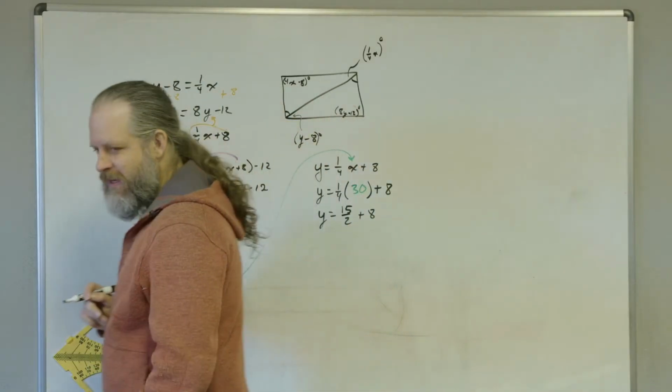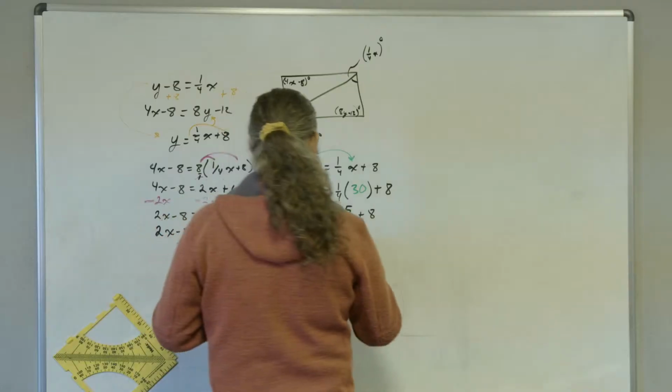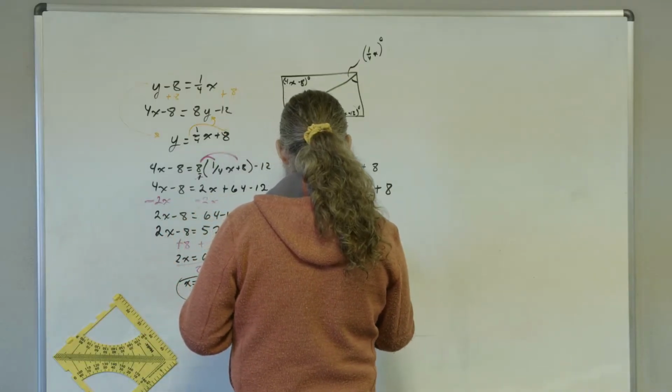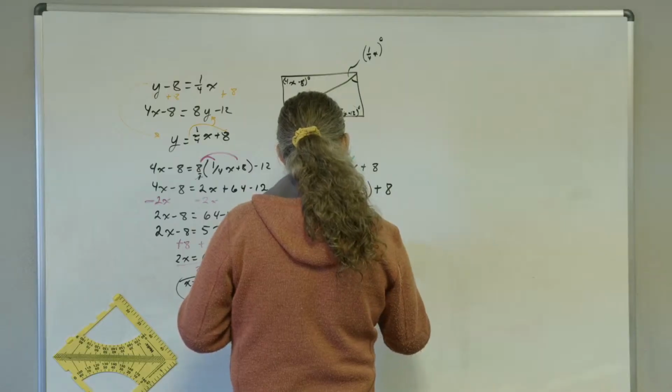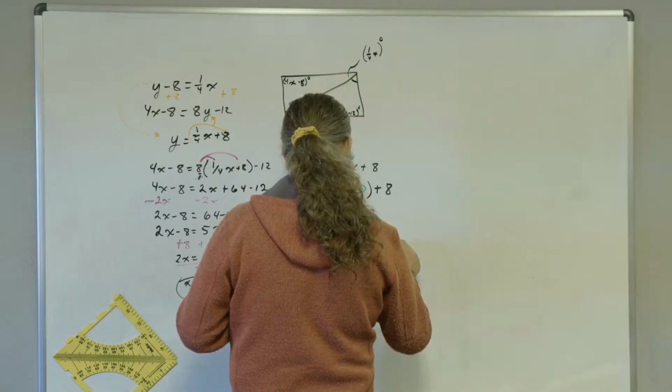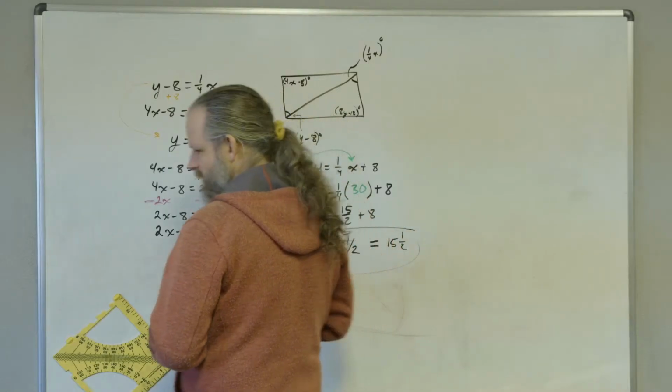And then what's 15 halves plus 8? 31 halves, which is the same as 15 and a half, right? So, either way.